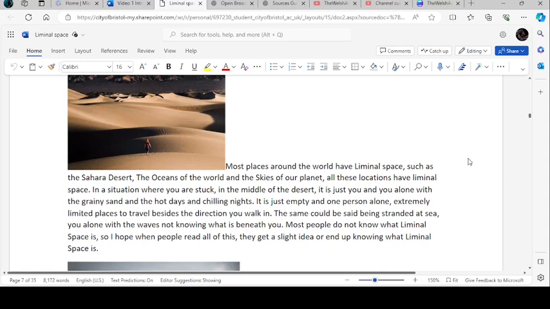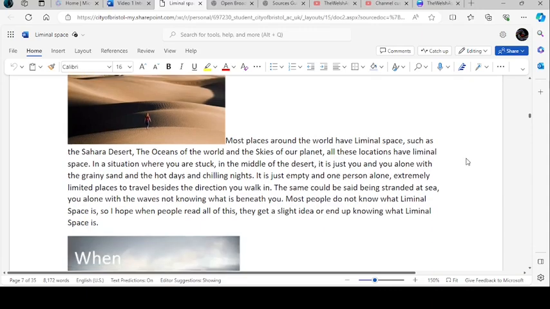Most people do not know what liminal space is. So I hope when people read all of this, they get a slight idea or end up knowing what liminal space actually is.